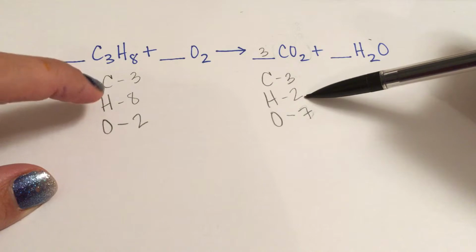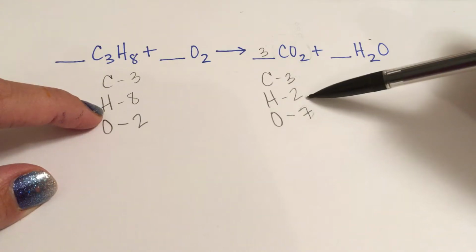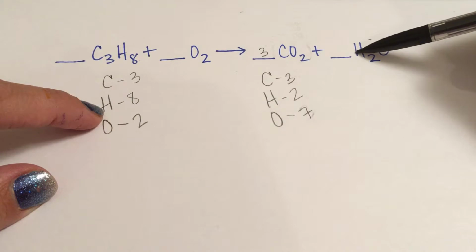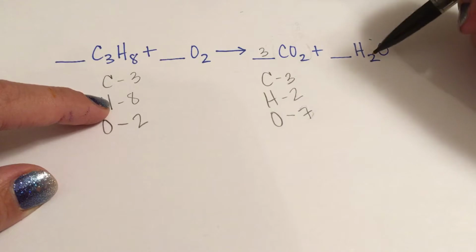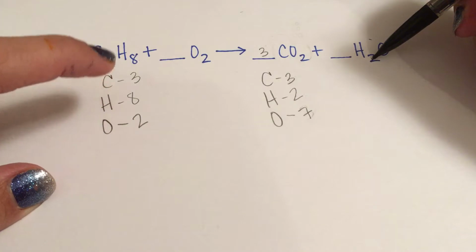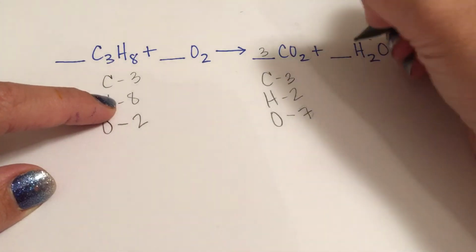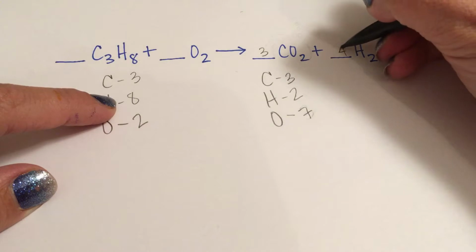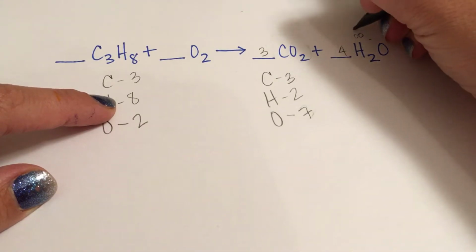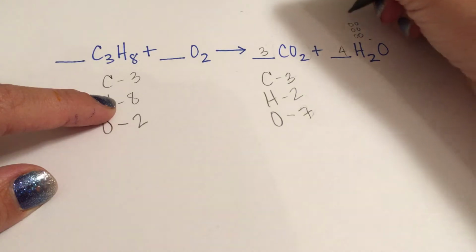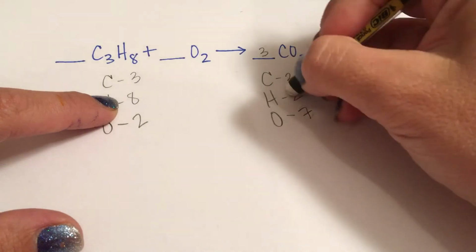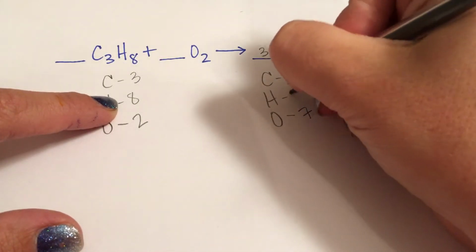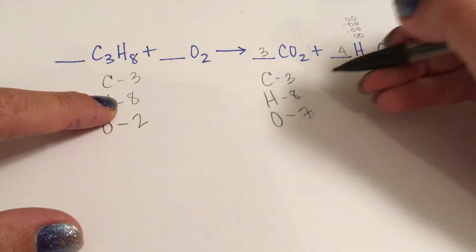But then we move down here and we've got 8 hydrogens and only 2 hydrogens. So how would we bring this one up? How would we change this 2 to equal an 8? Well, we can see here that the hydrogen has a 2 subscript. So what times 2 is going to equal 8? Well, we know 4 times 2, 4 2s of hydrogen. Here's our hydrogens. 4 2s is going to equal 8. So a 4 in front of the hydrogen equals 8 hydrogen. 4 times 2 equals 8.